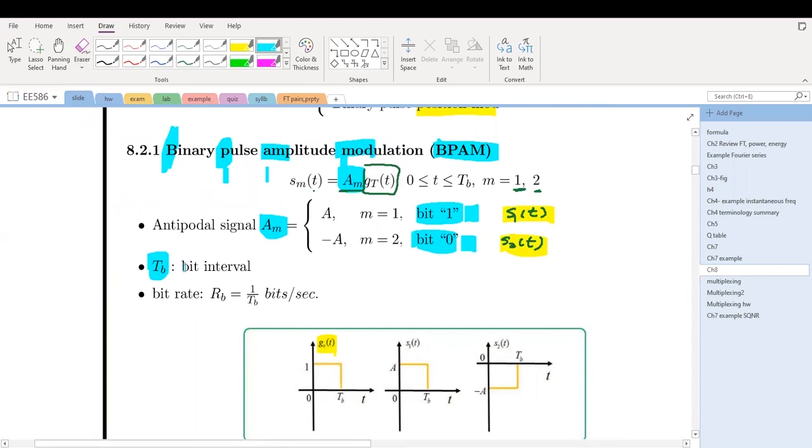And T_B is the bit interval. What's the duration of this pulse? That's T_B. It takes this long to transmit 1 bit. So what's the bit rate? The bit rate R_B equals 1 over T_B. This is the data rate in digital communications. It is controlled by the width, the time duration of the pulses. If the pulse is very narrow, we have higher data rate, higher bit rate.